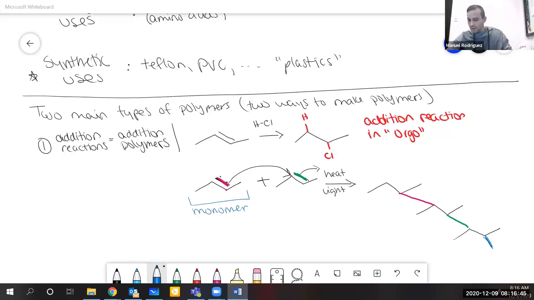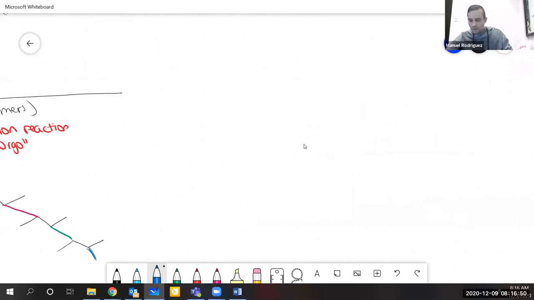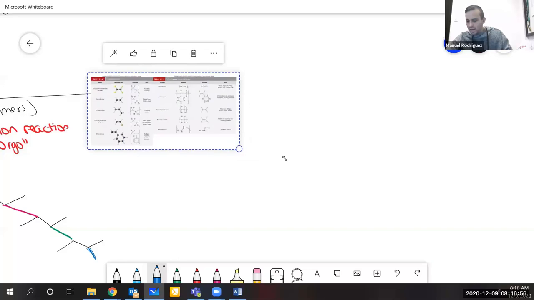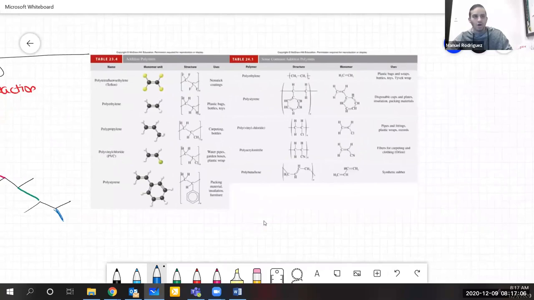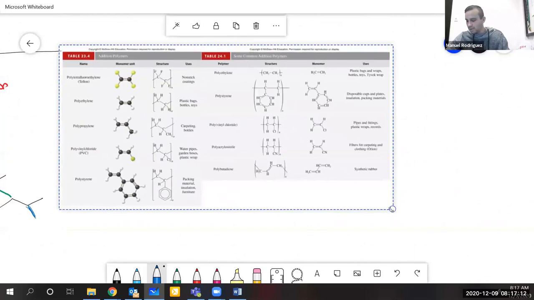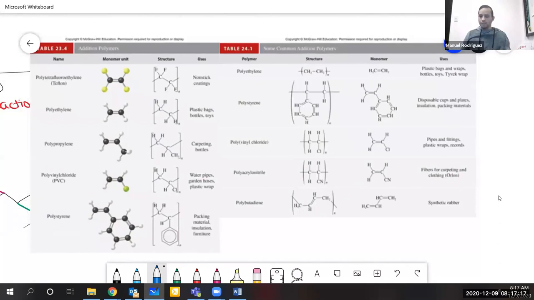Something I want to add is a few examples, and these are all synthetic. In general, addition reactions happen in the lab. These are reactions that we do in the lab. They're normally not happening in nature. Most polymers that we see in nature are not addition polymers. They're the second category that we'll talk about later. But this main category is what we use mostly in the lab. And these are some examples of the different addition polymers that you should know.